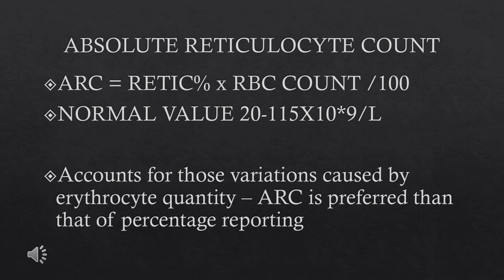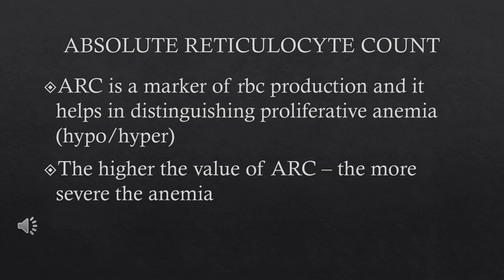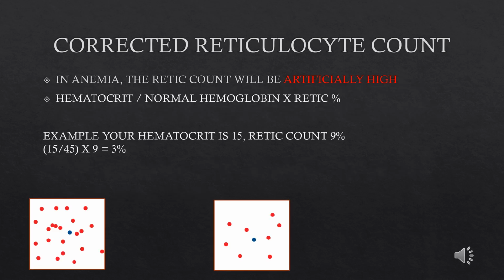To account for those variations caused by your erythrocyte quantity, ARC is preferred over percentage reporting. Your ARC is a marker of red blood cell production, and it helps in distinguishing proliferative anemia, both hypoproliferative and hyperproliferative anemia. The higher the value of your absolute reticulocyte count, the more severe the anemia is. Next, we have your corrected reticulocyte count. In anemia, the retic count will be artificially high.